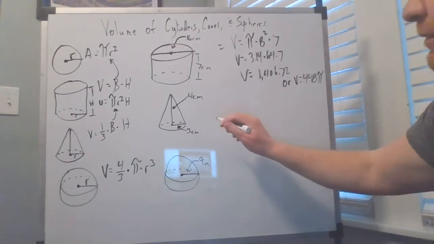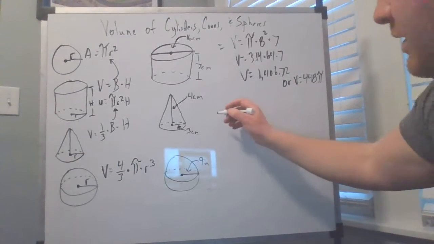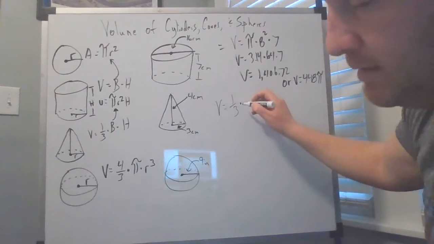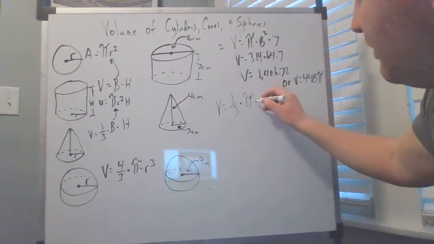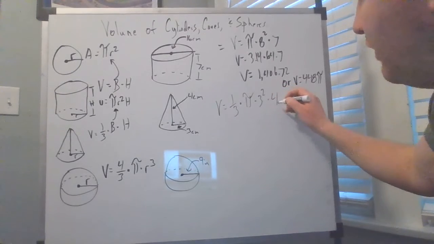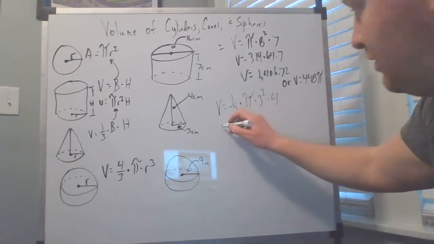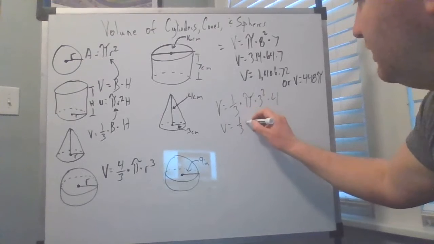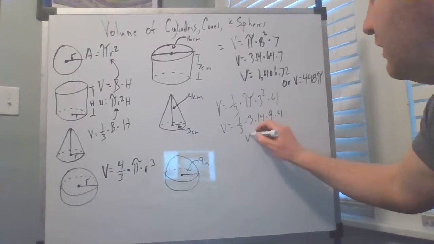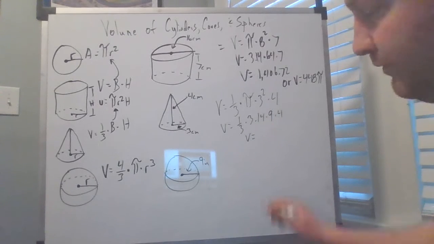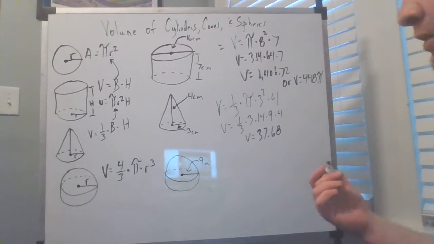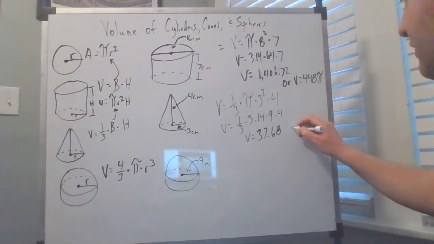Over here for the cone, we got this one. So again, start with your formula. V equals 1/3 times pi, which we know is going to be 3.14, times 3 squared times 4. All right, so again, go ahead and do the motions. V equals 1/3 times 3.14 times 9 times 4, and you get a volume of 37.68.